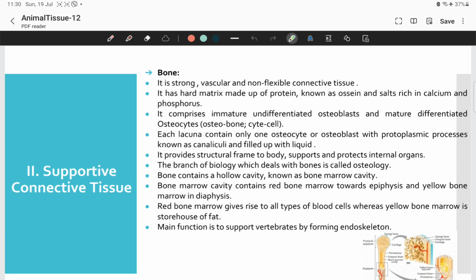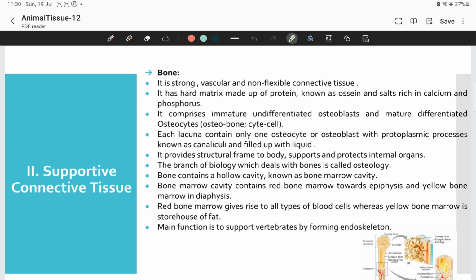And there is a branch of biology which deals with the study of bones, and that branch is known as osteology, that we discuss in class 11. Inside the bone we can see a hollow cavity, and this is known as the bone marrow cavity. This bone marrow cavity contains two types of bone marrow. One is red bone marrow and the other is yellow bone marrow.